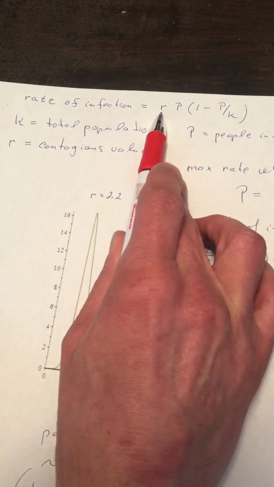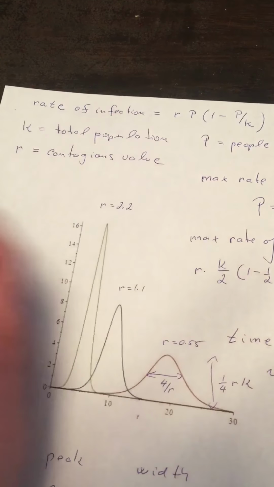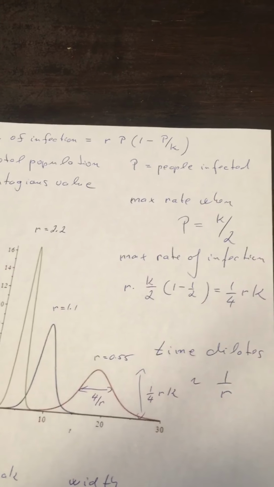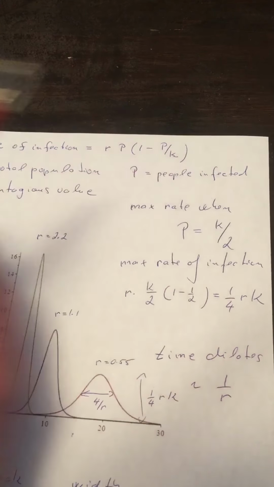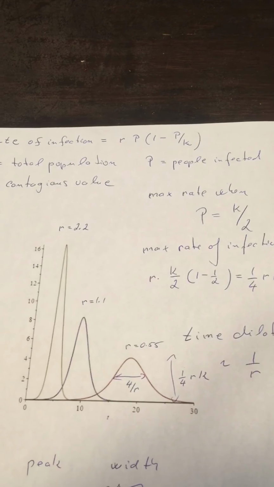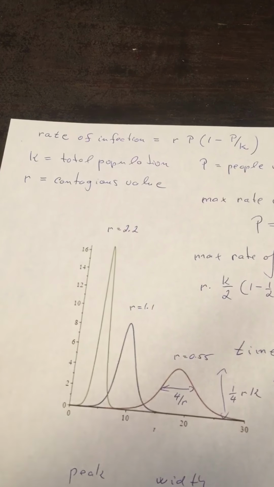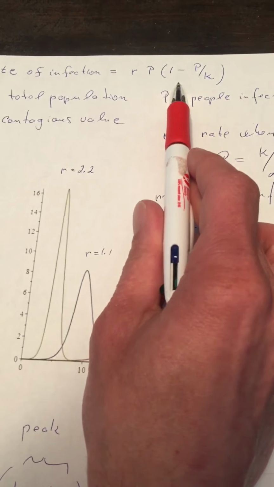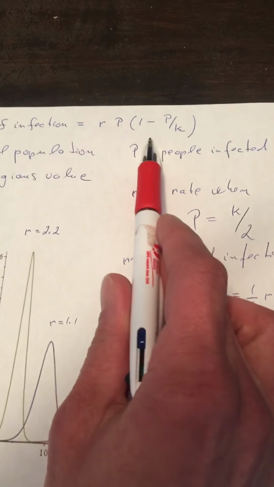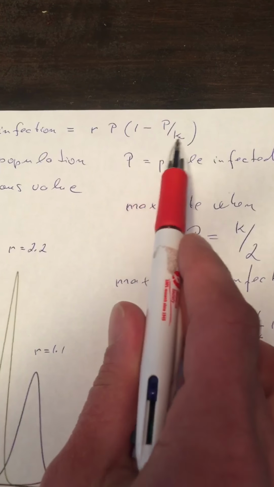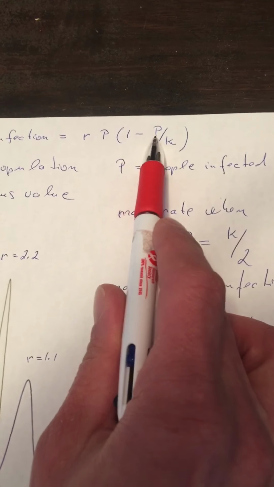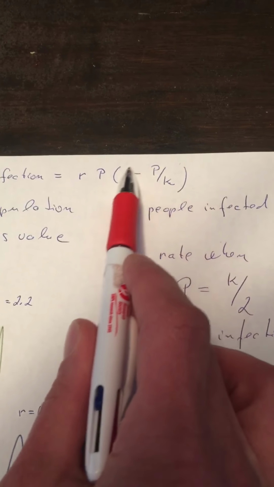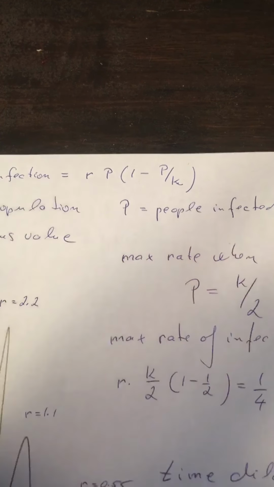R is the contagious value, and clearly the more contagious it is, the faster the infection. Current population infected, P infected, so the more people infected, the more they spread it, that makes sense. But there is one thing that's sometimes forgotten. As more and more people get infected, there are fewer and fewer people to be infected by the infected people because everybody is infected pretty much already. So there is also the factor 1 minus P divided by K, and this is the mitigating factor to slow down the infection rate past the peak.